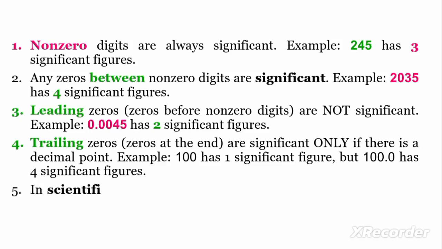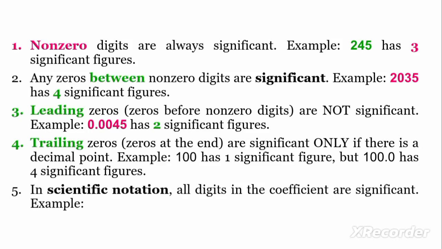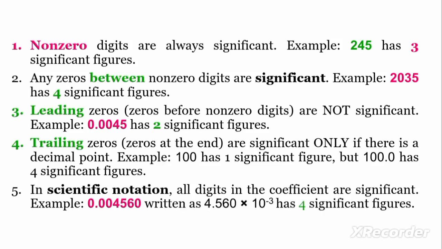Rule number 5, in scientific notation, all digits in the coefficient are significant figures. We have the coefficient which is here. So we can see that this coefficient has 4 significant figures. So all digits in the coefficient are significant figures. Here we have excluded the 3 leading zeros, and we can see that this one has 4 significant figures.